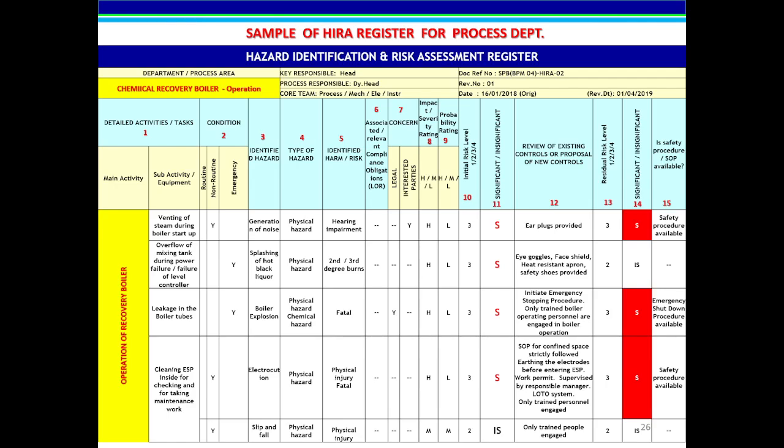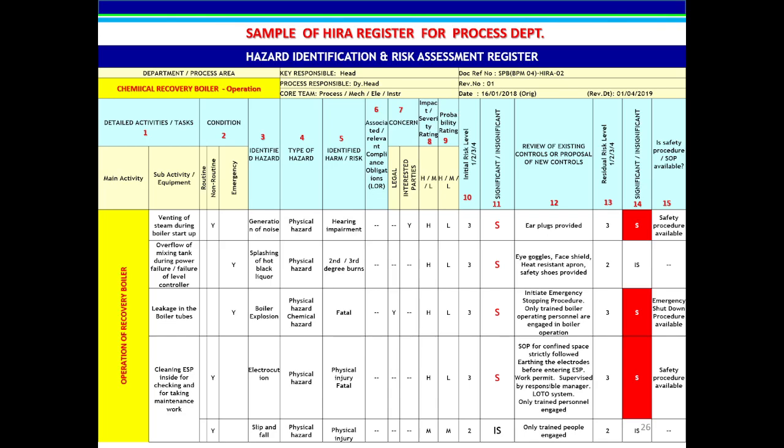This sample HIRA format belongs to a process department called Chemical Recovery Boiler Operation and Paper Mill. HIRA should contain all relevant information pertaining to department activities and their health and safety impact on the working crew. At the top rows of the format, write down the name of the department, responsible persons, core team members, document reference number, issue date, etc. Coming to the columns, there are 15 main columns. Let's see what information we need to fill in these columns.